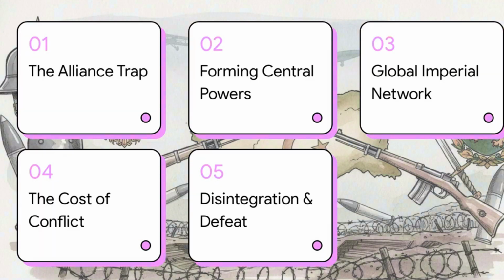Here's our quick roadmap for today. 1. The alliance trap. 2. Forming the Central Powers. 3. A global imperial network. 4. The cost of conflict. And finally, number 5, disintegration and defeat.